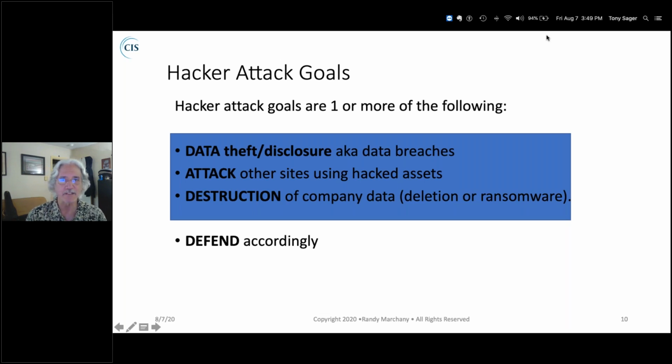And so when we analyze the attacks that we've seen here at Tech in the last 30 years, what do hackers do?